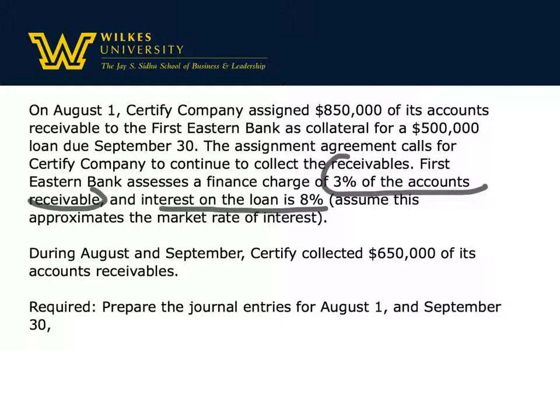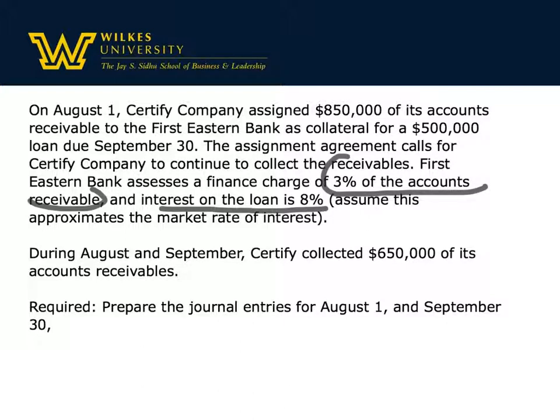So there's two sets of fees here. Think of the interest, that's your basic interest charge. But because the company's risky and has collateral that the bank might need to act on, they're also issuing a finance charge. And they're in essence dealing with these receivables, and that's why it's the 3% of the accounts receivable.